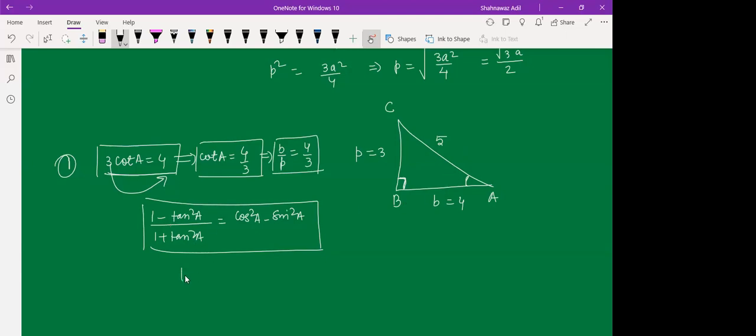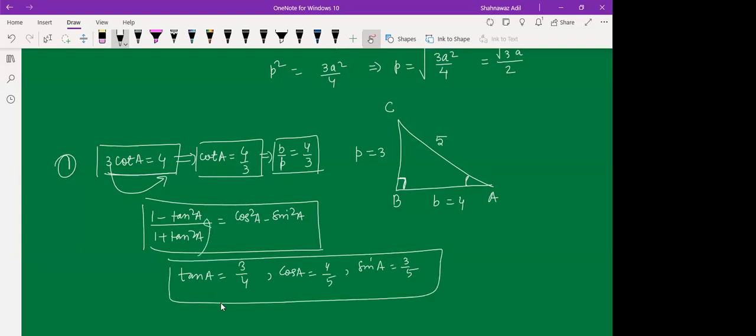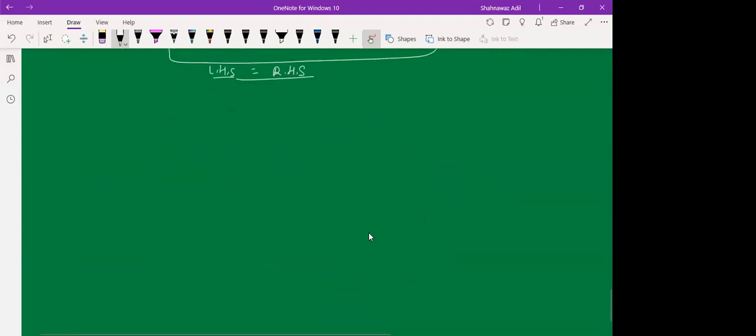We can find out what is tan A. So tan A is P by B, so that would be 3 by 4. Cos A would be 4 by 5, and sin A would be 3 by 5. So we can calculate all these things. We can put in here LHS and we can put in RHS. So in this way we can do it. You guys can check this, and your method is also correct.